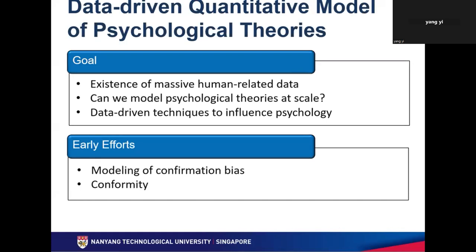The majority of the work in psychology has been in a small group setting where they try to understand the theory. But we are assuming here that all these theories probably also hold in online settings. Maybe some established ones do, as we discussed, but there may be some theories which don't. And a quantitative way of modeling can help in bridging these two.